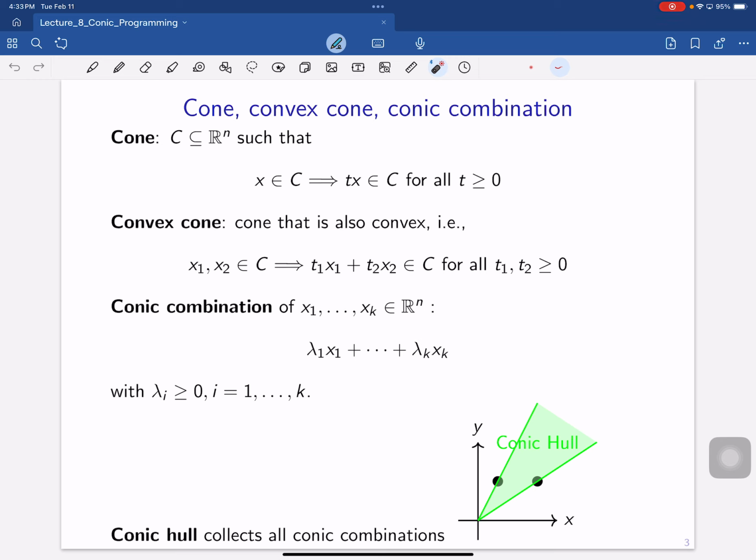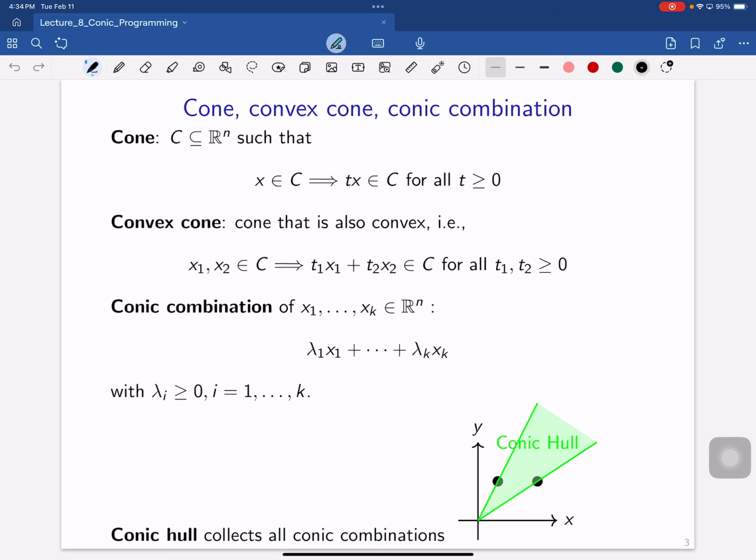So what is a cone? A cone is a set such that for any x in this set C, t times x, for all t greater than or equal to 0, is also in the set C. That is the definition of a cone. And a convex cone denotes a set that is a cone and is also convex, right?